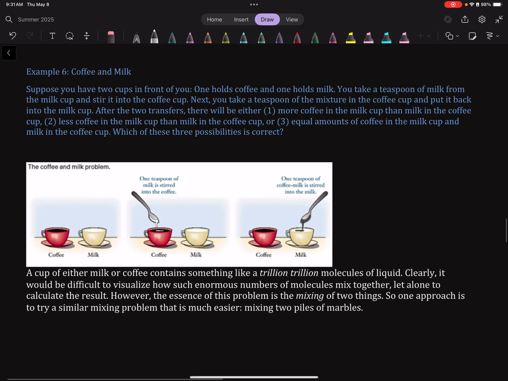All right, suppose you have 2 cups in front of you. One holds coffee and one holds milk. You take 1 teaspoon of milk from the milk cup and stir it into the coffee cup. Next, you take a teaspoon of the mixture in the coffee cup and put it back in the milk cup. After the 2 transfers, there will be either 1, more coffee in the milk cup than milk in the coffee cup, or 2, less coffee in the milk cup than milk in the coffee cup, or 3, equal amounts of coffee in the milk cup and milk in the coffee cup. Which of the three possibilities is correct?